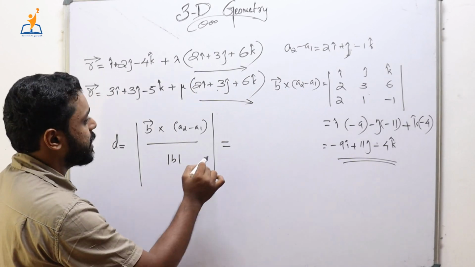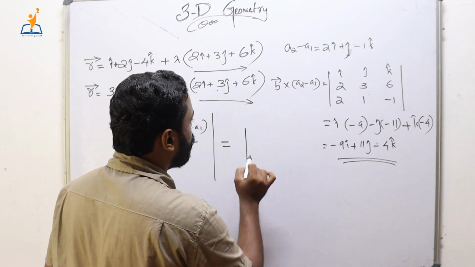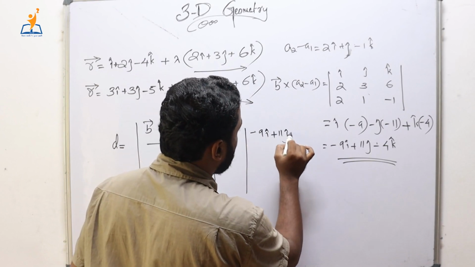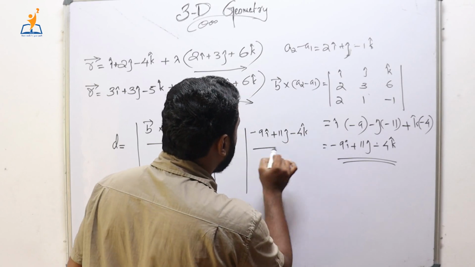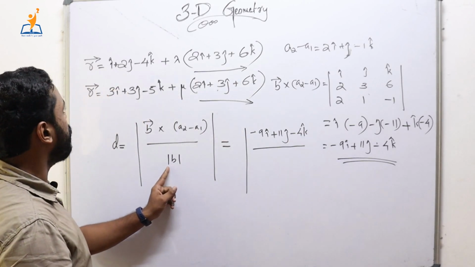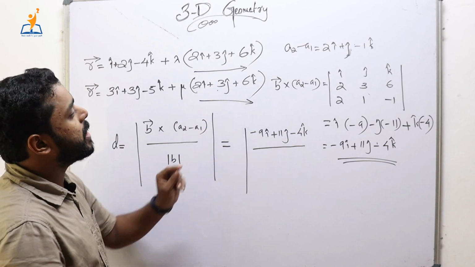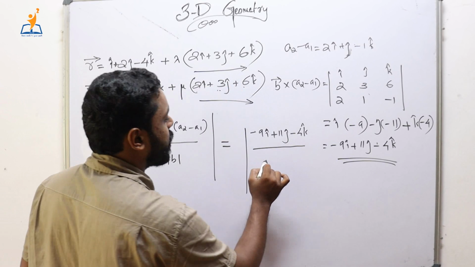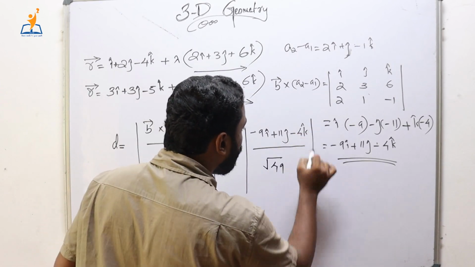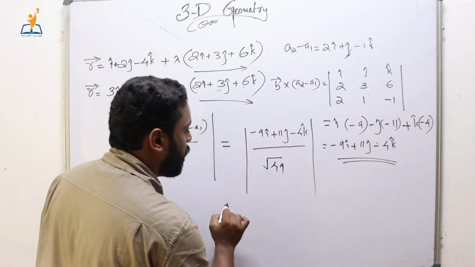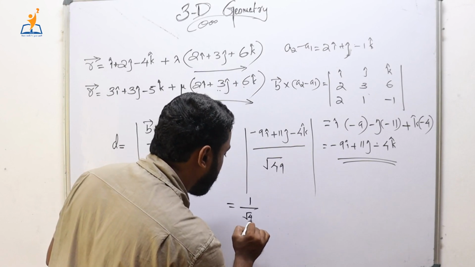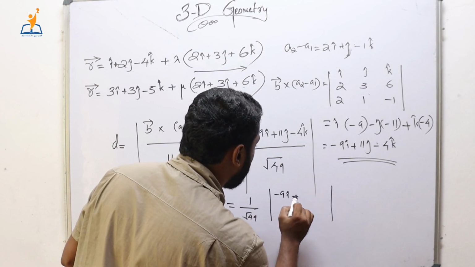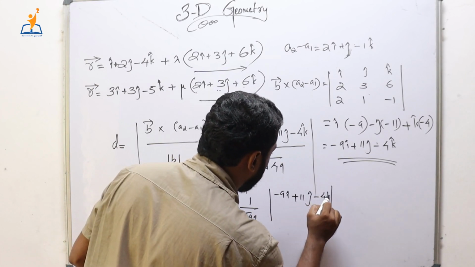So we have d is equal to the magnitude of minus 9 i cap plus 11 j cap minus 4 k cap divided by mod b. What is mod b? b is equal to this, so mod b is equal to square root of 36 plus 9, 45 plus 4, which is nothing but root 49. So now we have to find the modulus of this vector. It is equal to 1 by root 49 into modulus of minus 9 i cap plus 11 j cap minus 4 k cap, isn't it?